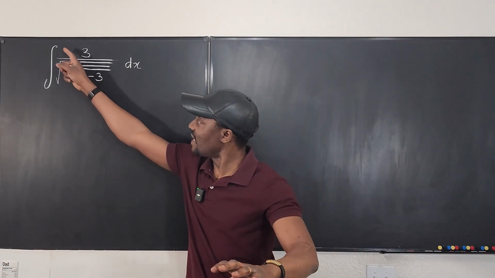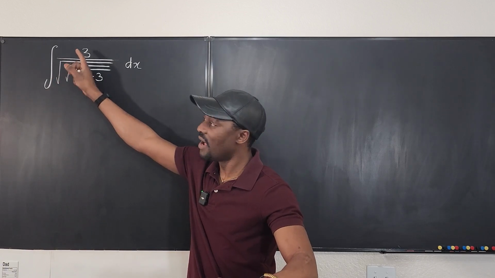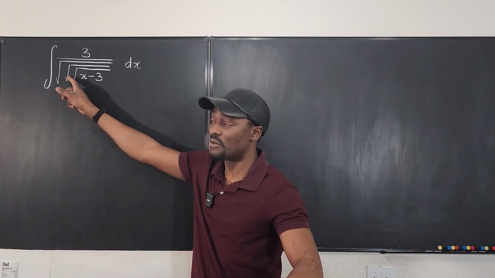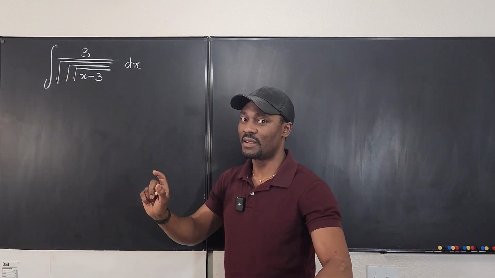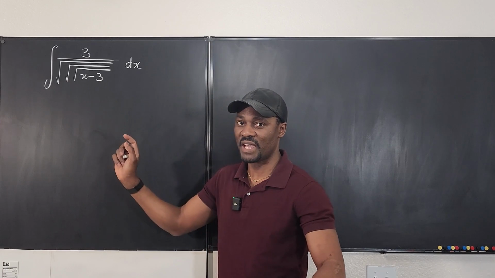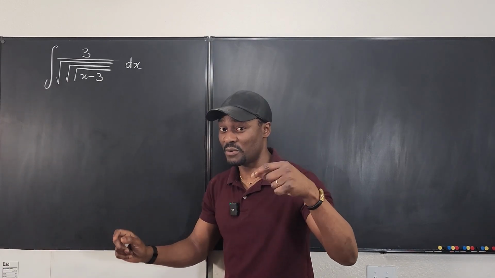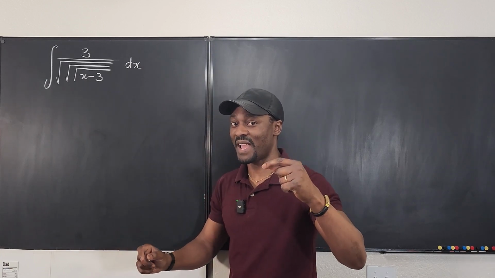This is the integral of 3 over the square root of the square root of the square root of x minus 3. See, this function is not even complicated. So let's say it again. It's the square root of the square root of the square root of x minus 3.